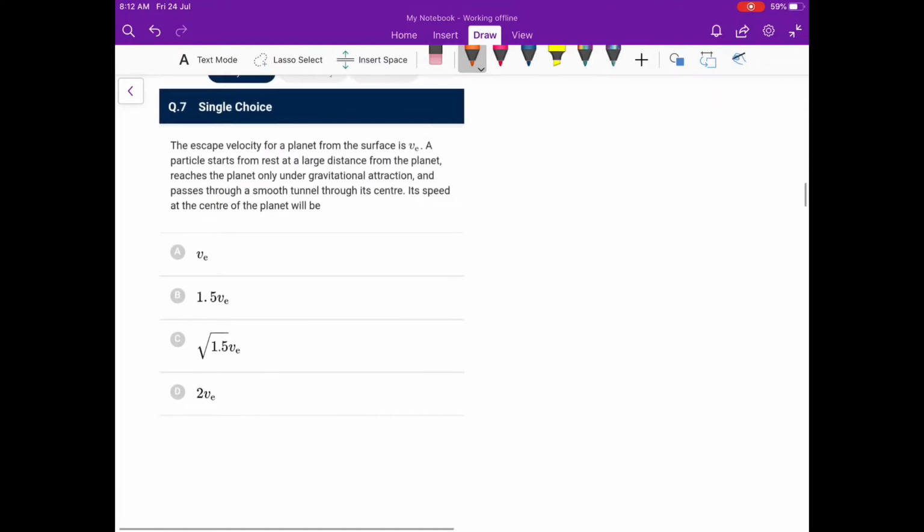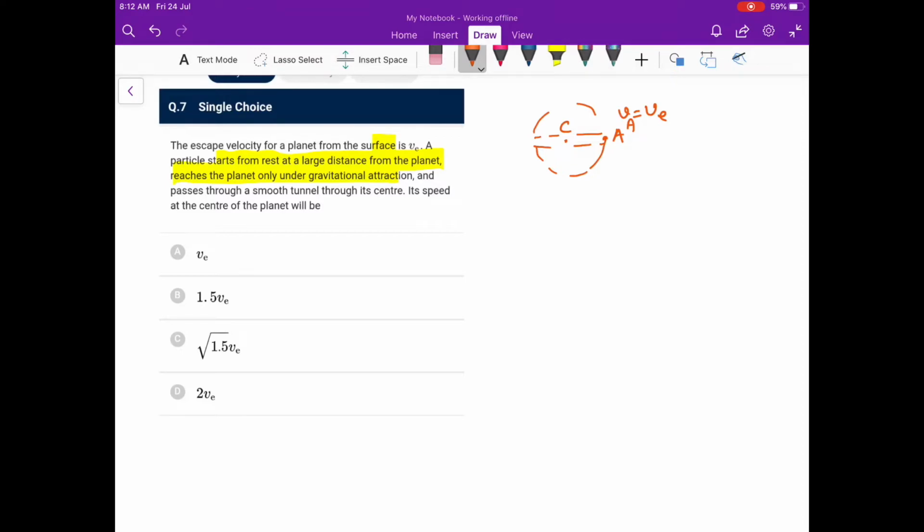Next one, the escape velocity for a planet from the surface is VE. The particle starts from rest at a large distance from the planet, reaches the planet only because of the gravitational attraction, passes through a smooth tunnel through its center. Its speed at the center of the planet will be, okay. So first of all, because it has started from very large distance, I can directly say, let's say this is the tunnel. When it reaches this point A, the velocity is going to be VE. The velocity at A is VE. Now you have to find the velocity at center.